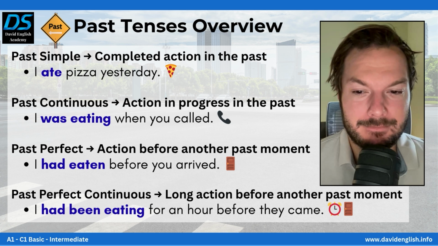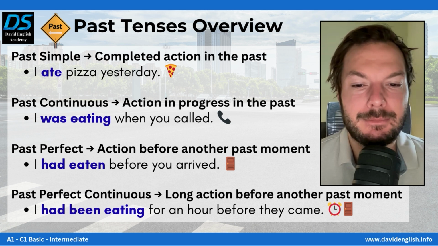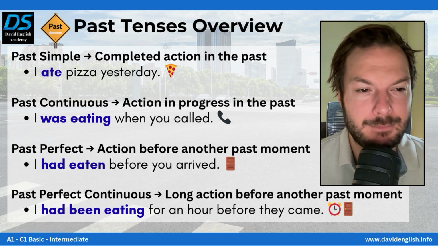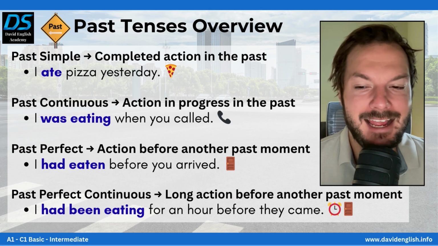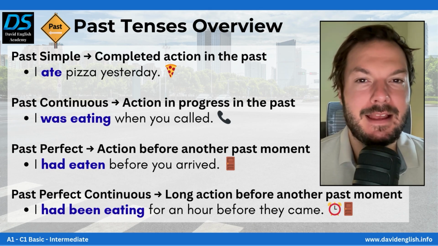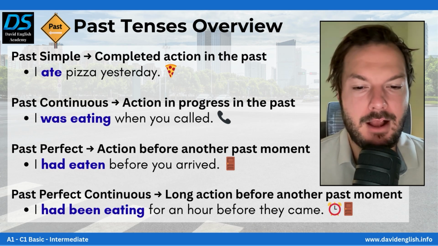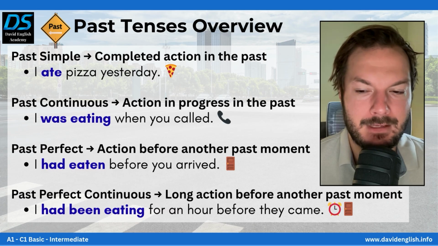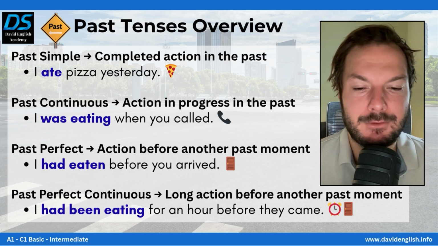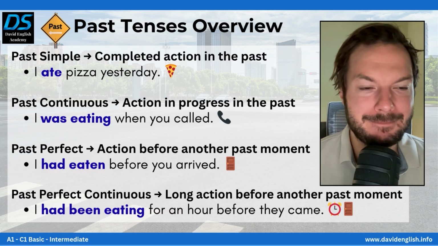Past perfect is the action before another past moment. Typically, we know this as the past of the past. I had eaten before you arrived. And then we have the past perfect continuous. It's a long action before another past moment. I had been eating for an hour before they came.